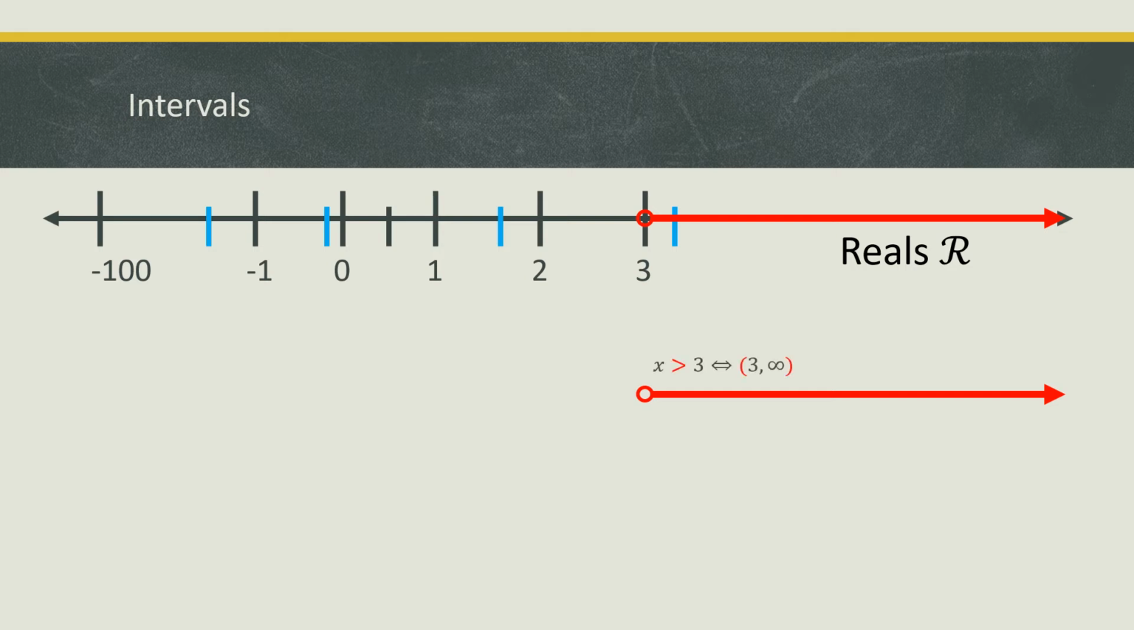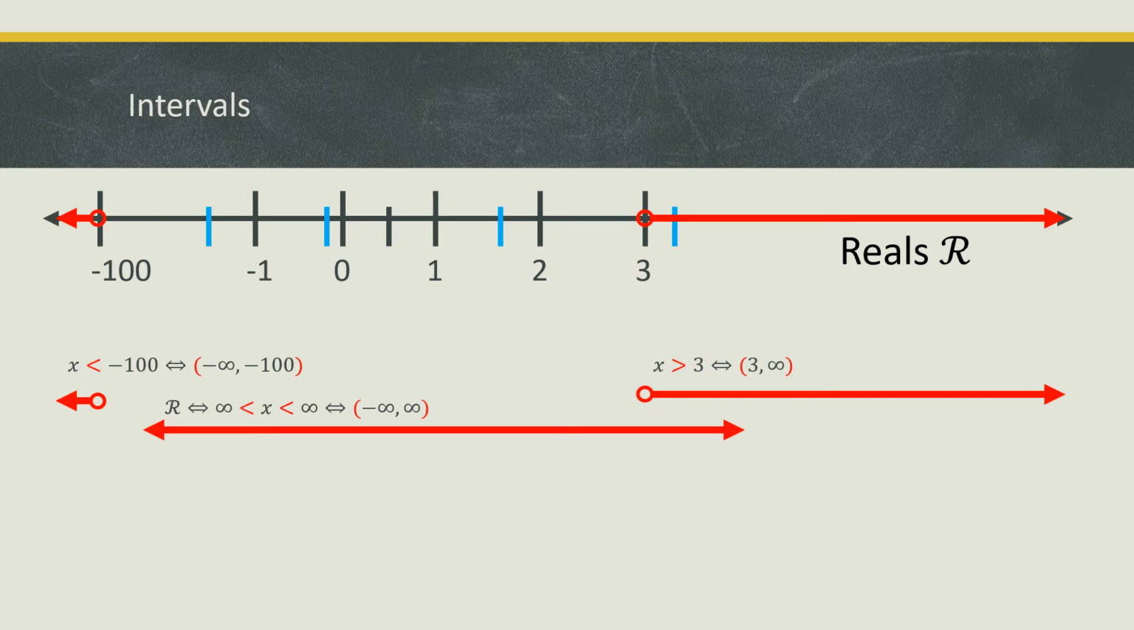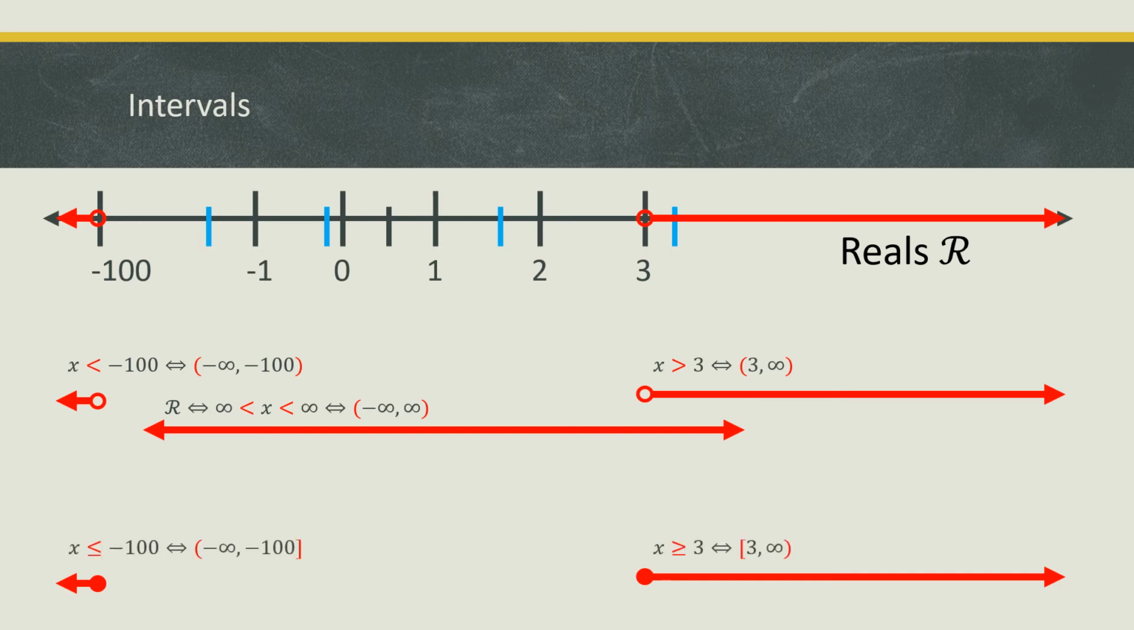In the same manner, if we talk about the numbers up to -100, we represent it this way. Or, if we talk about the entire number line, we write it this way. If we want to include the endpoints, we simply replace the hollow circles with solid circles. We also replace the parentheses with square brackets.